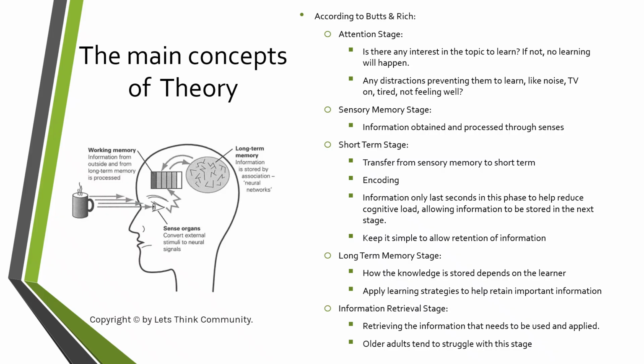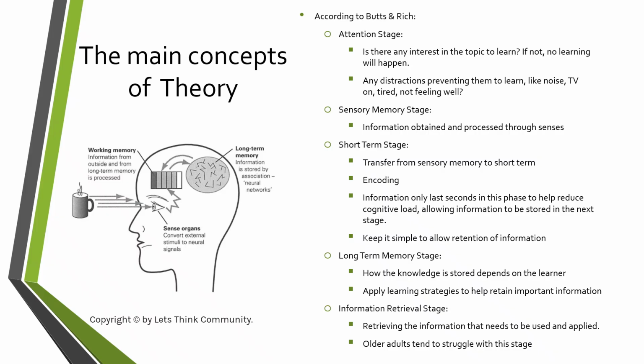Second is the sensory memory stage, where information is obtained and processed through our senses. Are they visual learners or auditory, or do they need to touch something or hold something to remember? The third stage is the short-term memory stage, where sensory memory is transferred to short-term. The form in which sensory information is transferred is called encoding. Information only lasts seconds in this phase to help reduce cognitive load, allowing the next stage to occur. But remember, keep it simple to allow retention of the information.